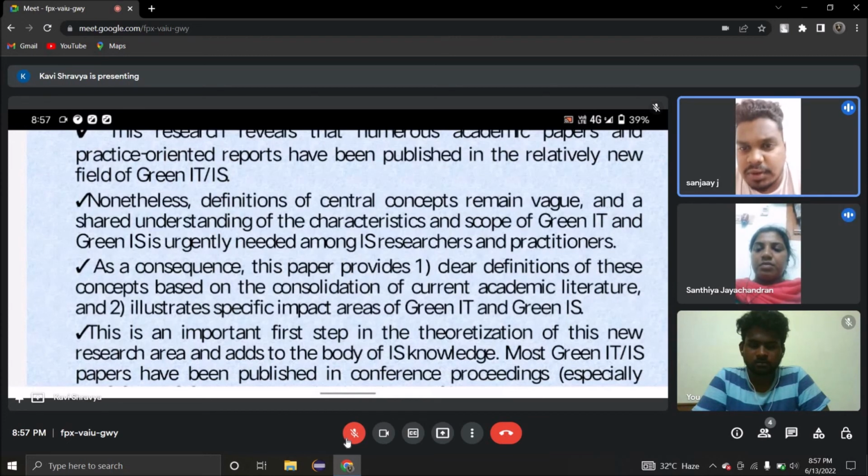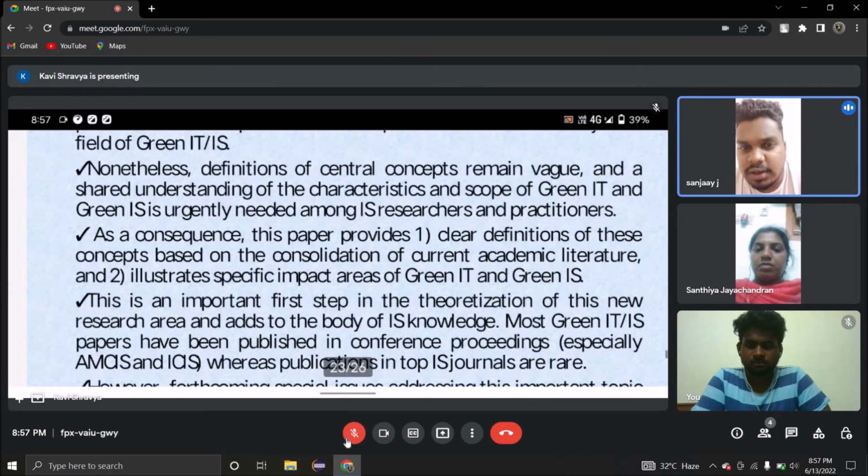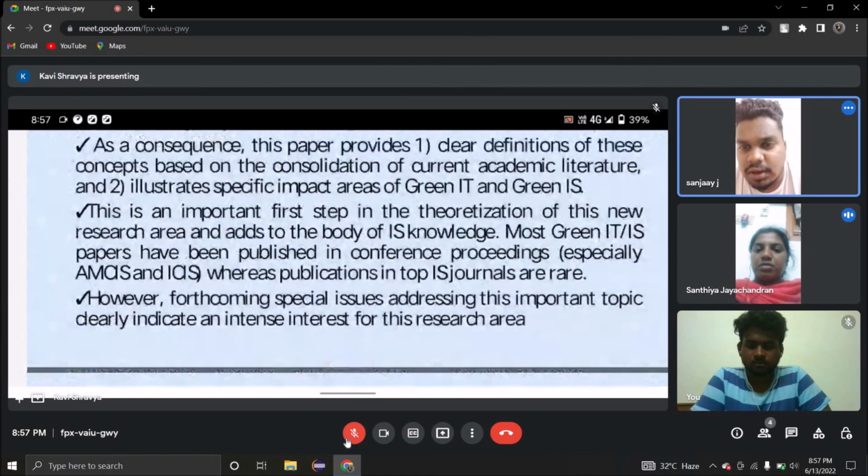This is an important first step in the theorization of this new research area and adds to the body of IS knowledge. Most Green IT and IS papers have been published in conferences, especially AMCIS and ICIS, whereas publications in top IS journals are rare.